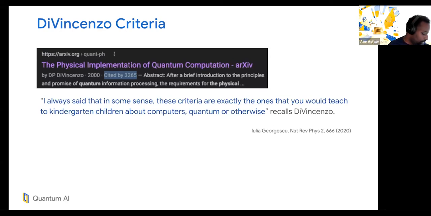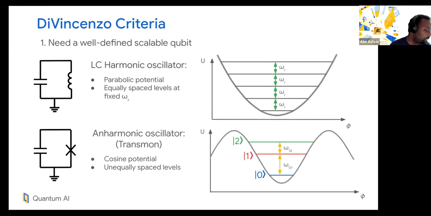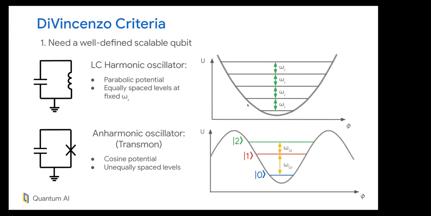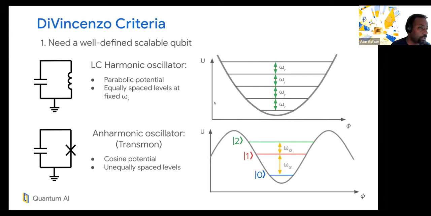I'll focus on a couple of them first, and then we'll go through the rest very quickly and pass it on to Sabrina and Daniel. So step one is that the first of the DiVincenzo criteria says we need to have a well-defined scalable qubit. Let's break this down into two pieces. I first want to tell you about what this well-defined qubit means, and then we'll talk about the scalable aspect of it.